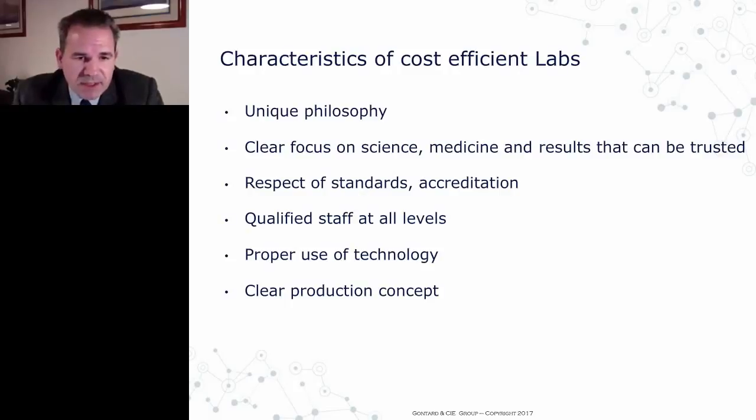Second characteristic of cost-efficient labs is they have a very clear focus on science, and they make sometimes hard choices that look expensive but then prove very, very efficient on the medium and long term. That means that you have results that can be trusted. You can move samples between locations, you can do aggregates, and you can do historical, and you can do delta checks that mean something.